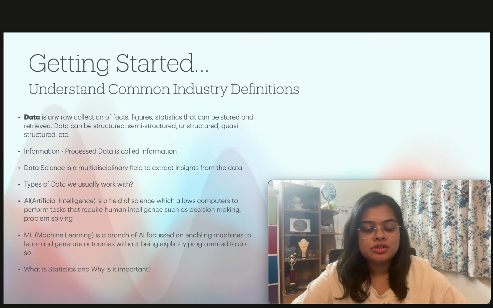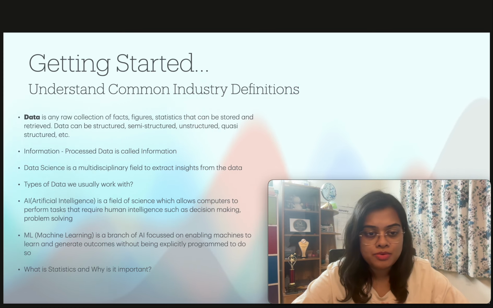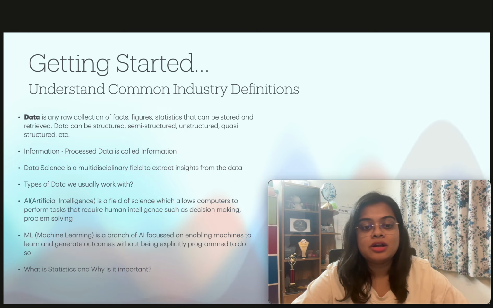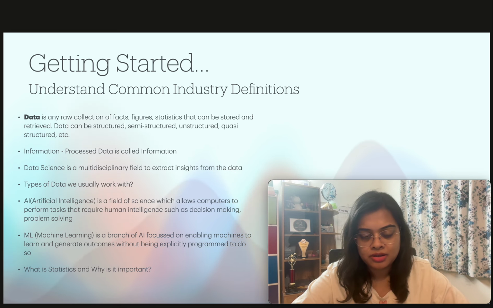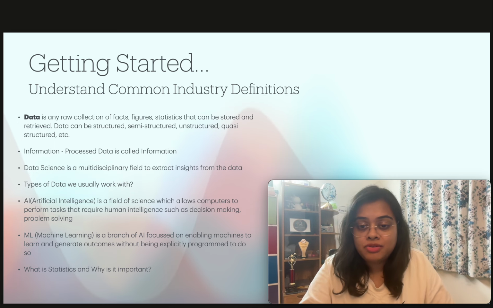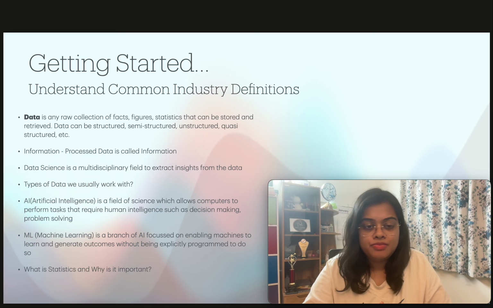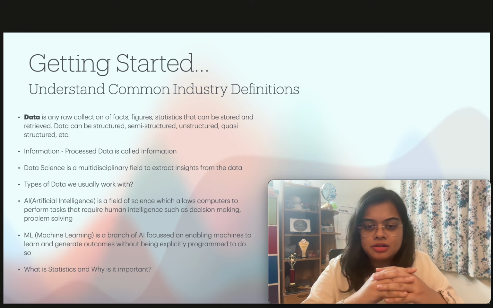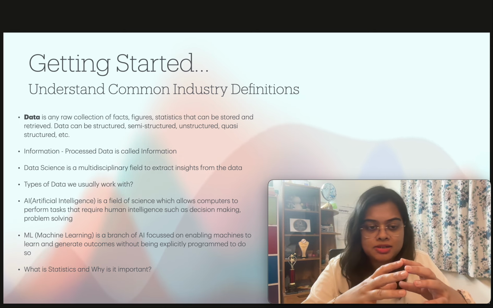The next definition is about artificial intelligence. Artificial intelligence is a field of science or a field of study which allows computers to perform tasks that human beings are good at doing or which require human intelligence, like decision making and problem solving. These things can include understanding textual comments, understanding what is there in an image, what is there in a video, transcribing a text, etc., which generally human beings are considered good at doing, is called artificial intelligence.